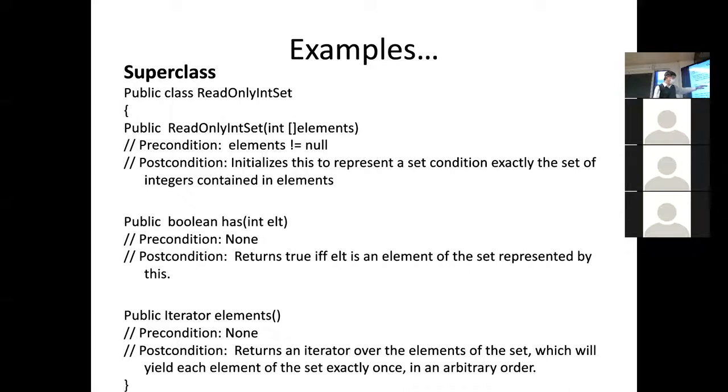Has no precondition. You could pass it any integer and it will return true if it's an element of it. Okay. This iterator will return an iterator over the elements of the set. So this is a particularly simple example, but it shows the syntax, the phrasing of what I'm looking for in preconditions and postconditions, right? So, comment right beneath it. Easy peasy. Any questions about this phrasing from online or from the class here?